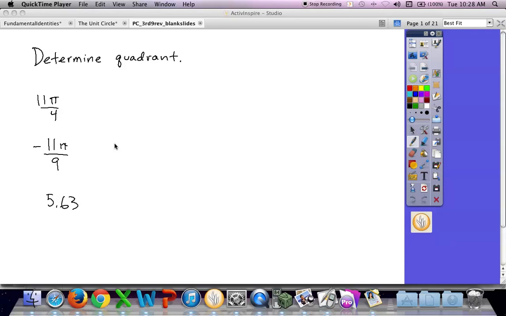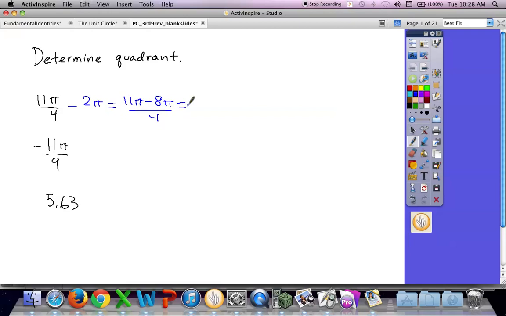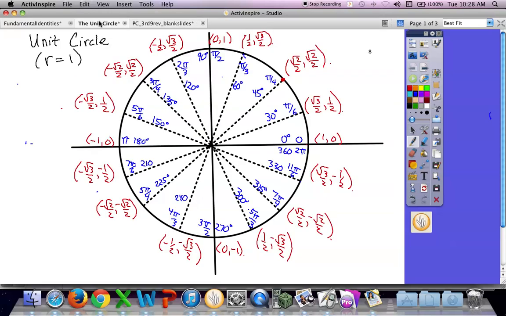Yeah, subtract 2 pi, get it within 0 and 2 pi, right? Minus 2 pi would be 11 pi minus 8 pi over 4, which is 3 pi over 4. And that, yeah, you could look on the unit circle. Where is 3 pi over 4? Right? Quadrant 2. So that's the answer.